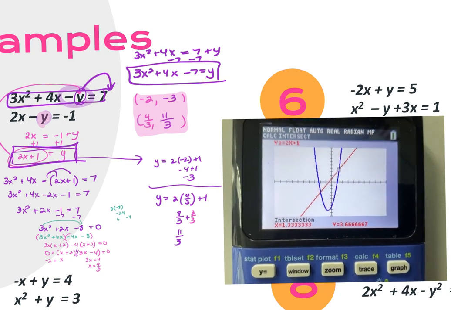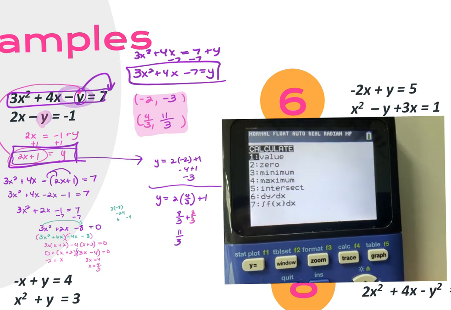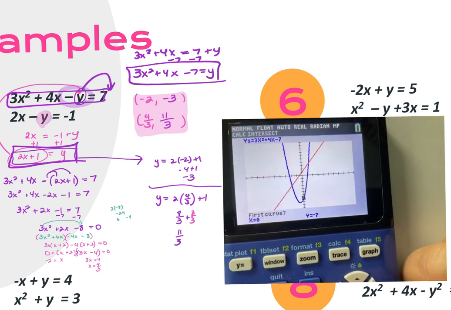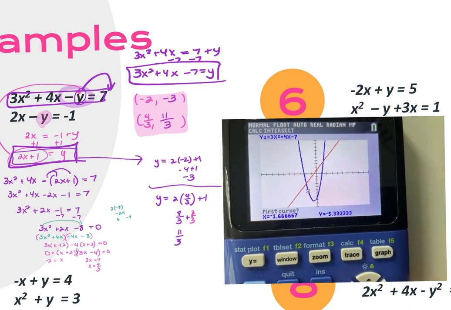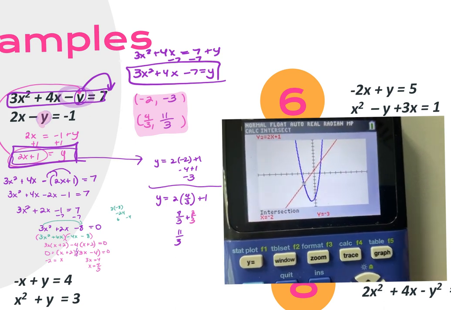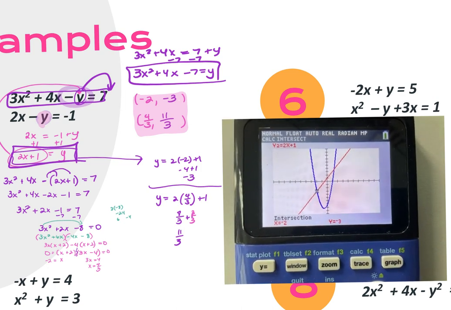Now I want to find the other one. So I'm going to go second, trace, go back to intersection, which is 5. This time I'm moving more towards the other intersection. So again, it doesn't matter which one you pick first or second, but you've got to move it more towards the other intersection. I did the blue one first, then the red one, and then I hit enter on the guess, and it brings me to the other point, which is -2 and -3.